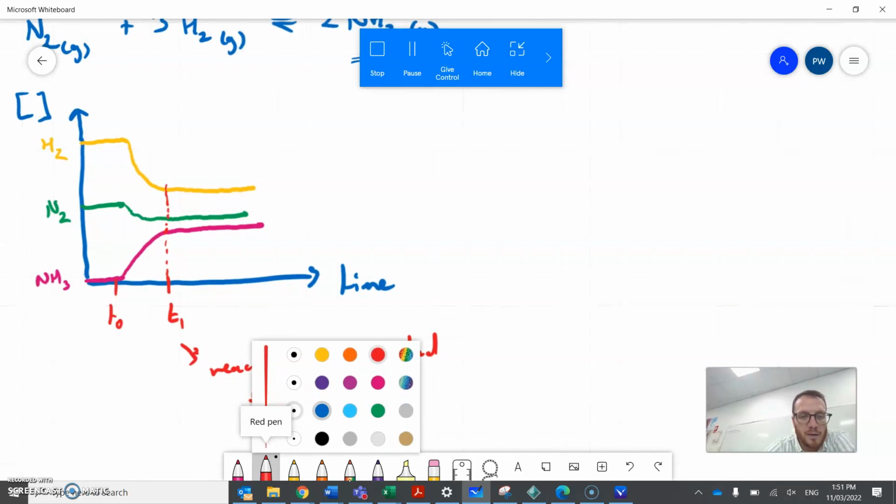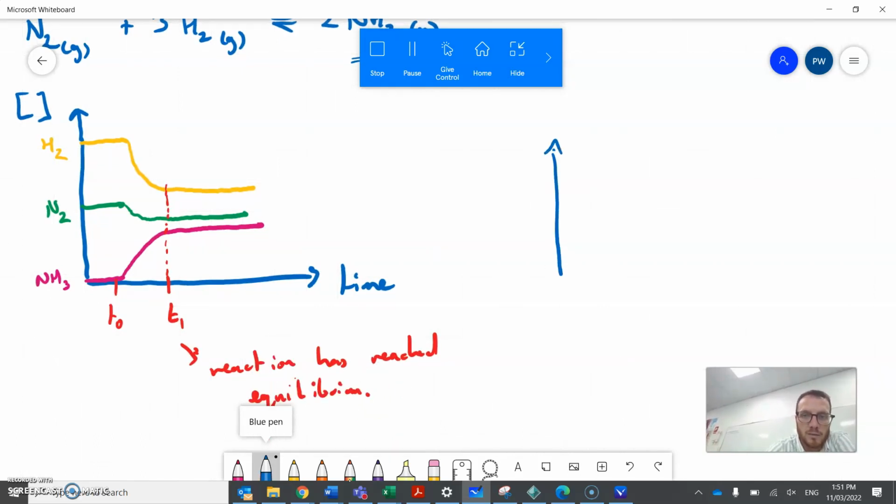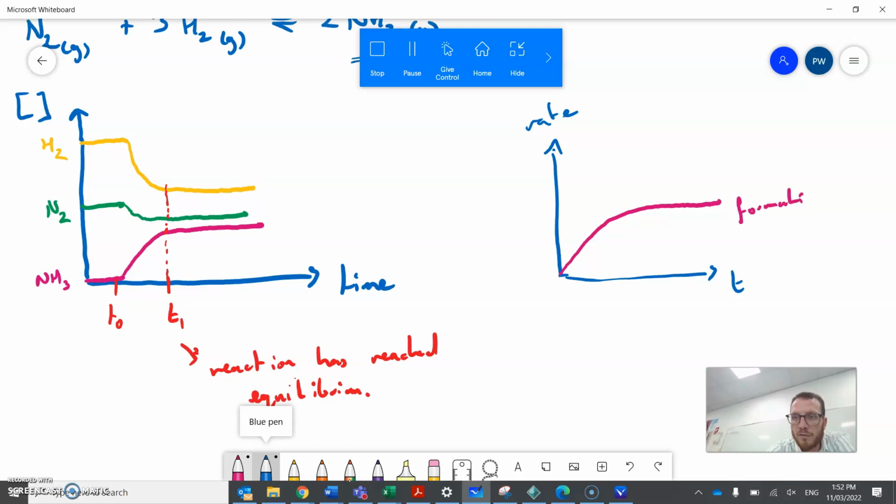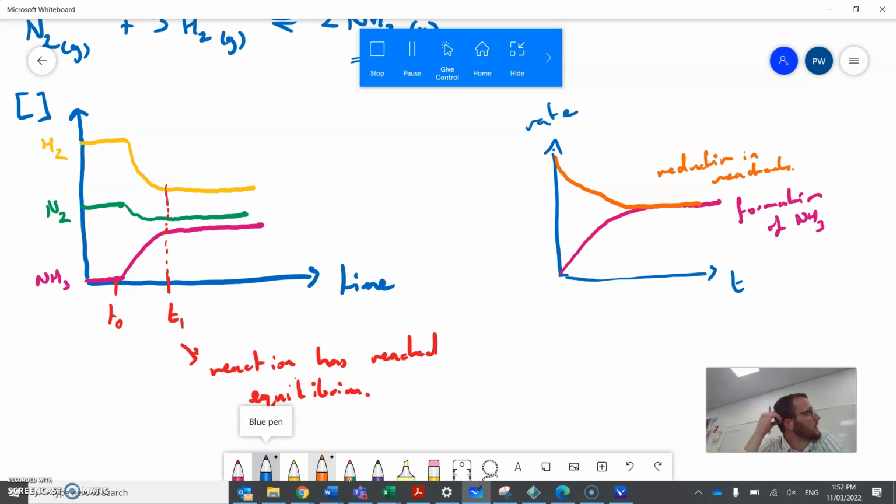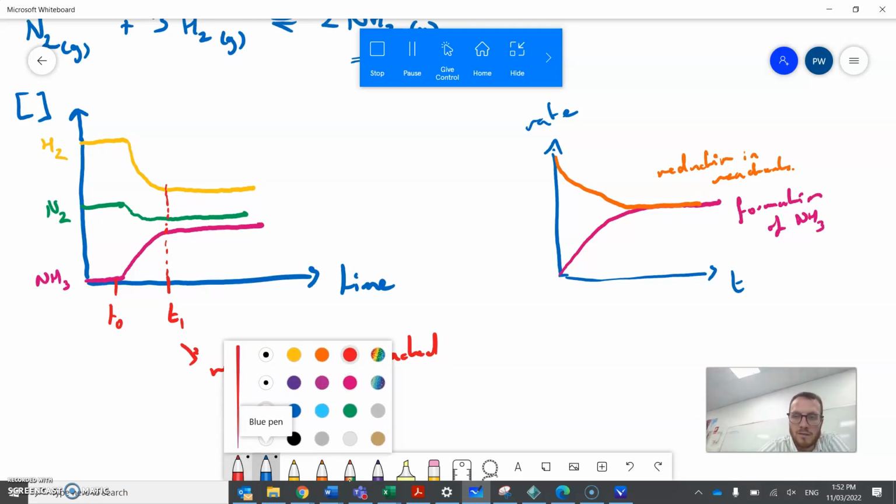So if I was to look at the rate, instead of just the concentration, but look at rate over time, I would find the rate of production. So the rate of production of ammonia will go something like this. So this is the formation of NH3. And we find that the loss of the others decreases something like this. So this is, let's say, the rate of the reduction in reactants. So eventually the rate of the forward reaction equates to the rate of the backwards reaction. Does that make sense so far?